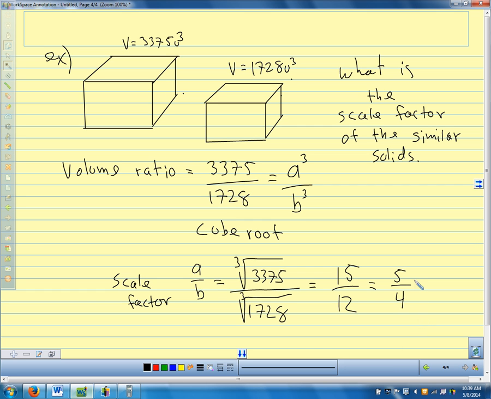It doesn't matter. Sometimes the problem will say the scale factor larger to smaller, or scale factor smaller to larger. Here we didn't say, so it doesn't matter which one. Just as long as we keep the big volume going with the big length ratio. So don't switch them around in the middle.